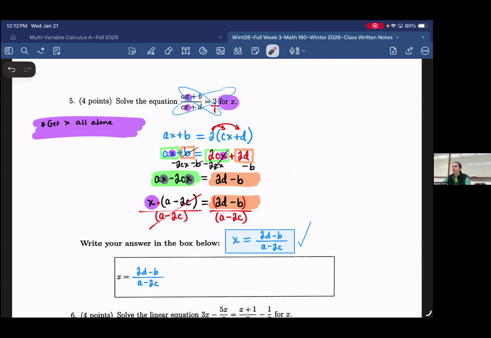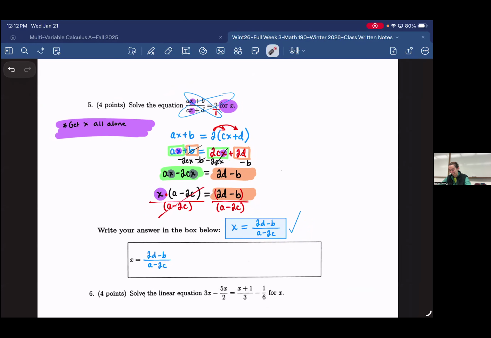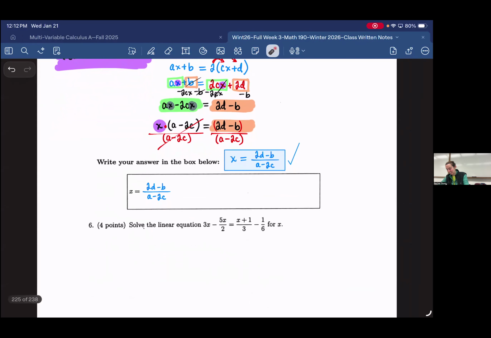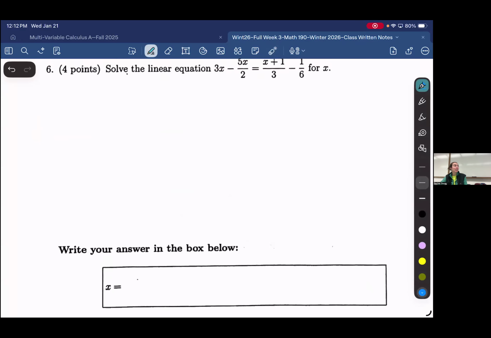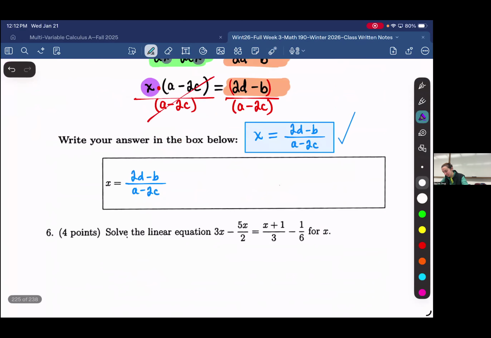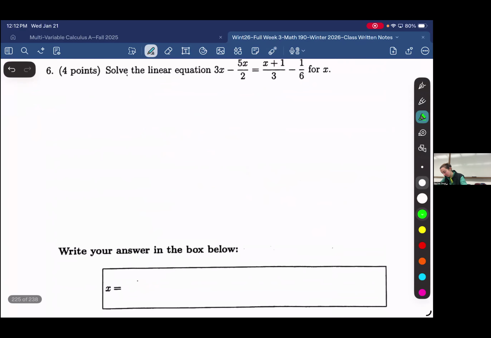Any other questions? No. All right. Let's move on to question 6. We have solved the linear equation for x. Ooh. And isolate x again. Here we're going to have to look and identify a least common denominator. What do you think our LCD is going to be?